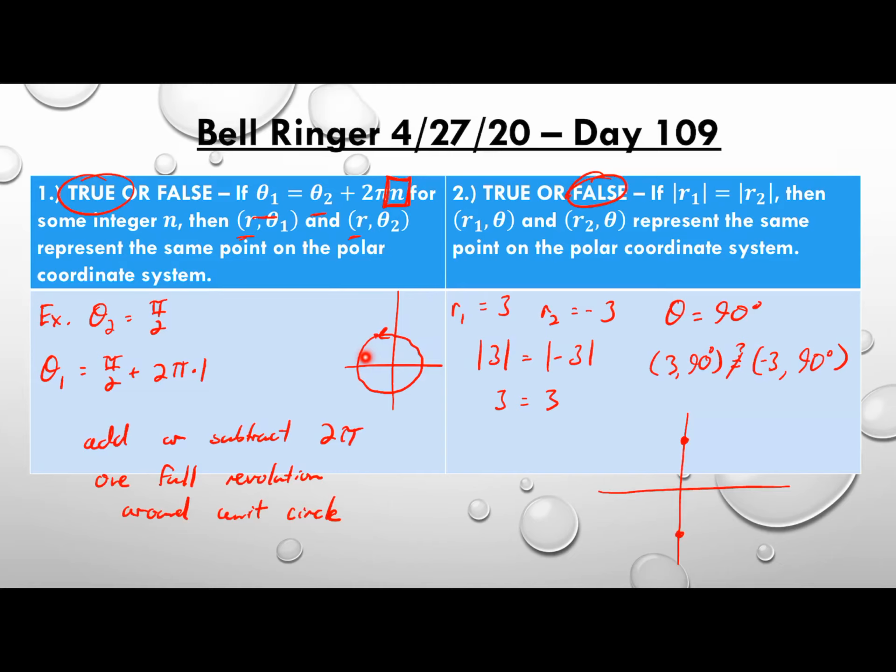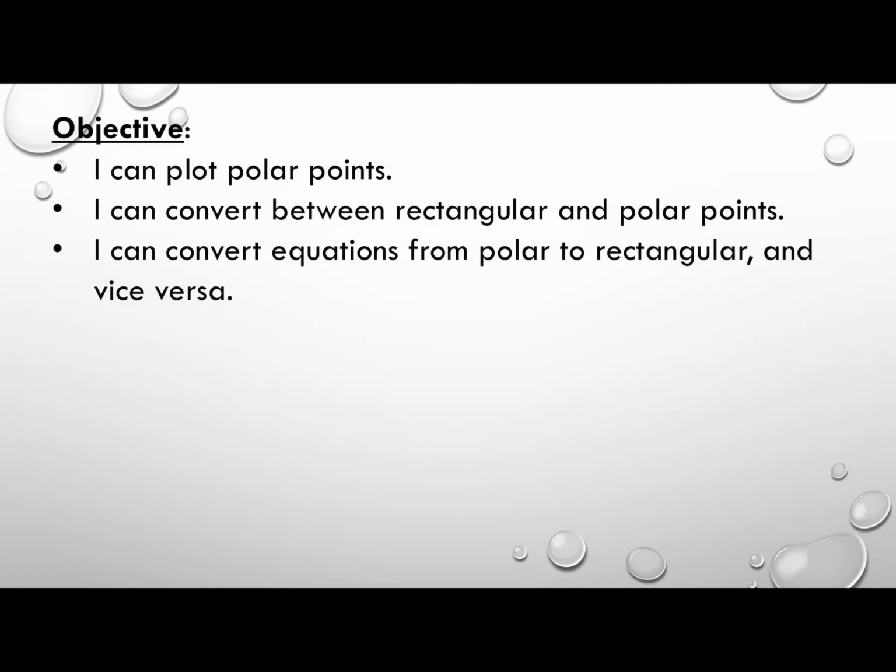Okay, so let's talk about that quiz that I said that we're going to have. So right off the bat, like I said, it's going to cover everything that we've covered in this unit on polar coordinates. So it's going to cover being able to plot polar points. It's going to cover being able to convert between rectangular and polar points. And then finally, the last 2 lessons that we covered, being able to convert equations from polar to rectangular and vice versa. Okay? So those are the 3 main topics that are going to be covered.